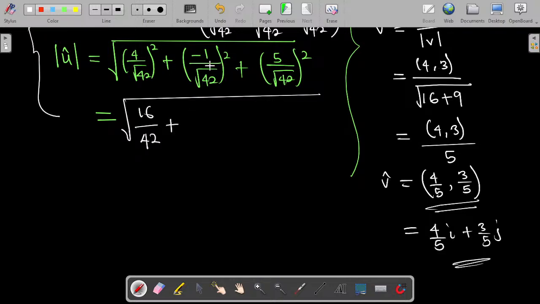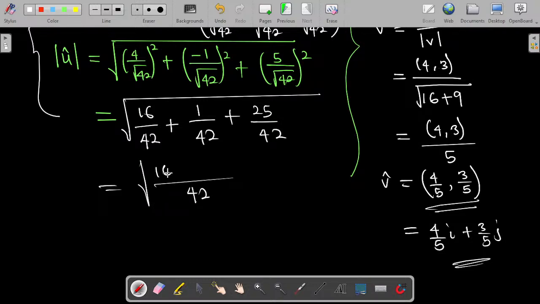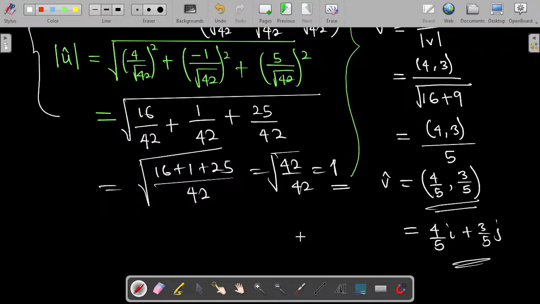So you also do here, minus 1 squared is 1, all over the square root of 42, which is 42, plus the square of 5 is 25, all over 42. So you see that the square root of the LCM will be 42. If you add 16 plus 1 plus 25, that is definitely going to give you 42 over 42, which is equal to the square root of 1, and that is equal to 1. So definitely you will get 1.